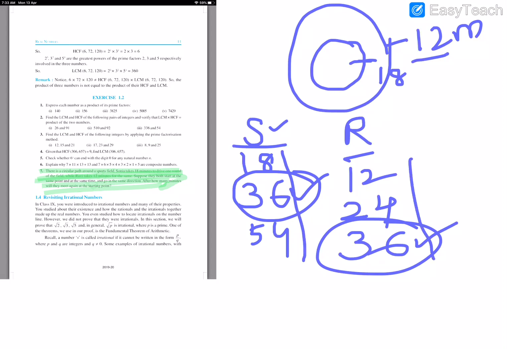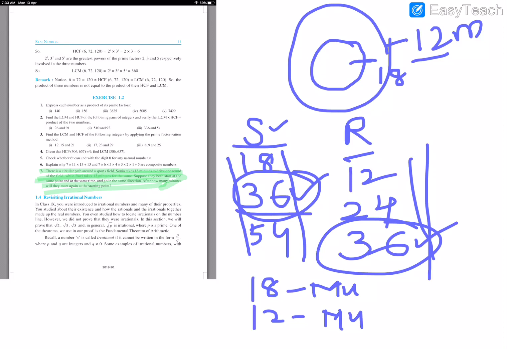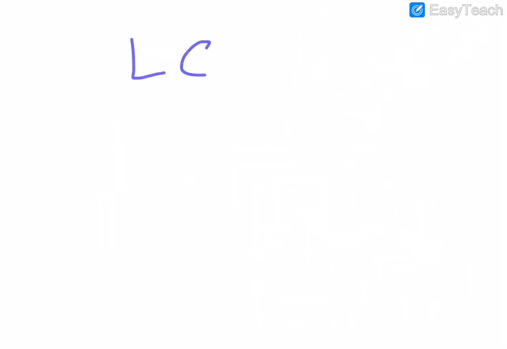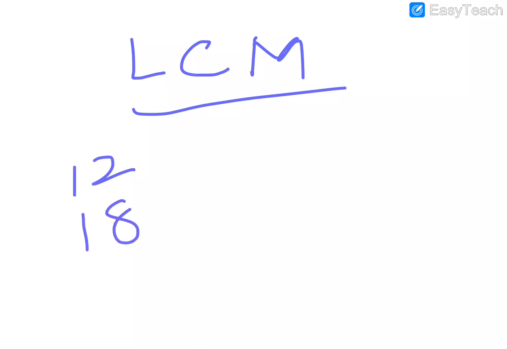Otherwise, what is the process? The process is simple. These numbers 18, 36, 54 are multiples of 18, and 12, 24, 36 are multiples of 12. Now this 36 is a common multiple of 18 and 12, and you will get 72 again like this. So simply they are asking us to find the least common multiple, LCM, of 12 and 18.